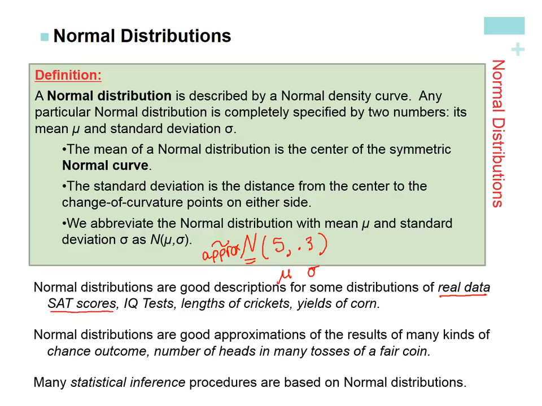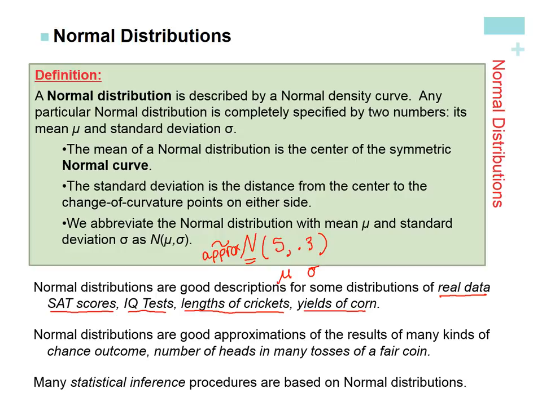Okay, so just a couple of examples of what could be normally distributed. Normal distributions are good descriptions for lots of real life data. Statisticians use them all the time. Test scores are usually normally distributed. There's a piece in the center that's symmetrical, single peaked, and approximately symmetrical. Look at IQ tests, the lengths of crickets, yields of corn. There are many other examples of real life data that's normally distributed, but that is just a few.